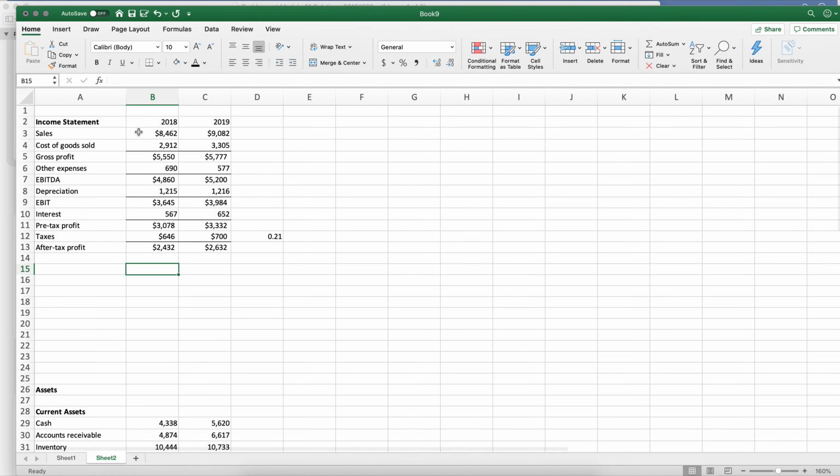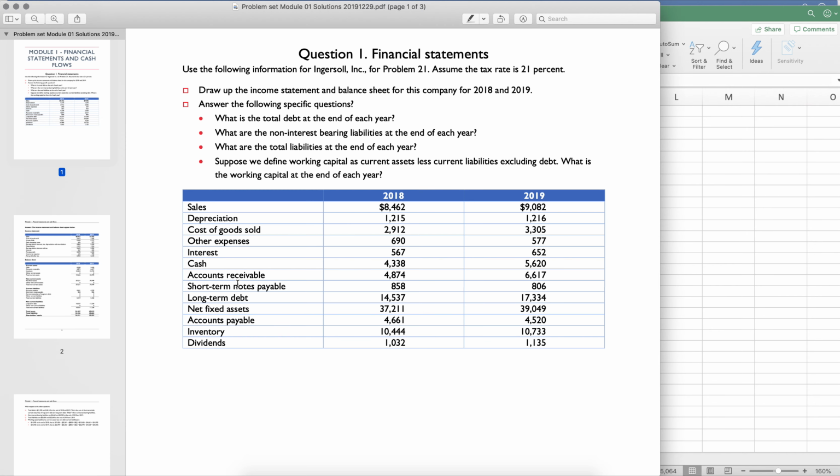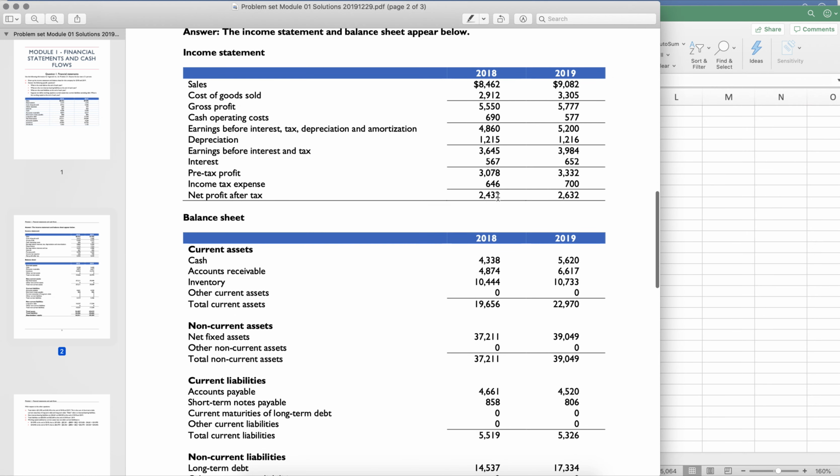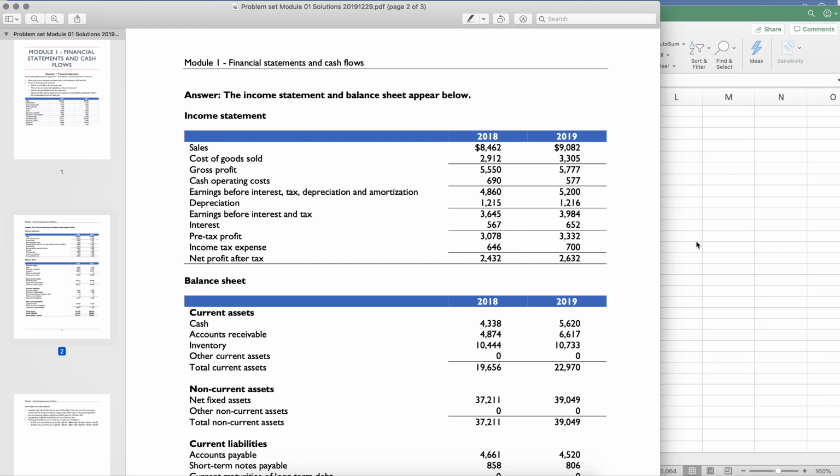Okay, so for our income statement, we did sales minus cost of goods sold, got the gross profit. We had some other expenses which gave us EBITDA when we subtracted them. We took out depreciation, we took out interest, we took out taxes. Our after-tax profit would be $2,400 and $2,600 respectively. So let's check that and make sure we did it right. $2,400 and $2,600, we did that right.